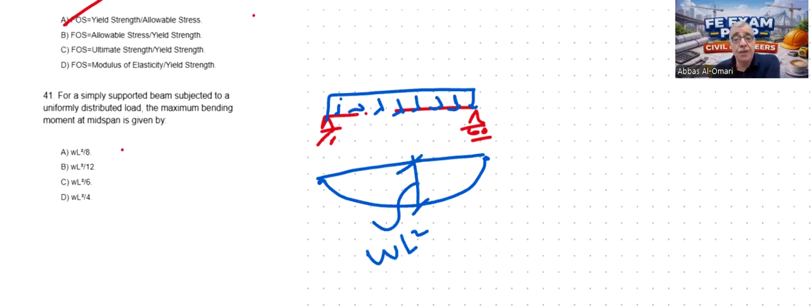Now you can obtain this value by doing structural analysis, find the reaction here, and write the moment equation in terms of X. But this is going to take you time in the exam to find the moment at L over 2. So just remember the maximum moment is WL square over 8. This is for a simply supported beam with a uniformly distributed load. So the next question.